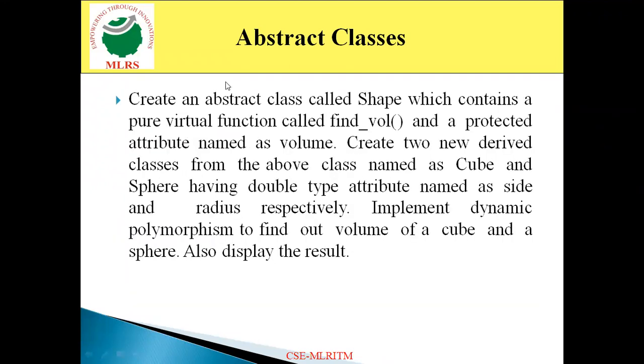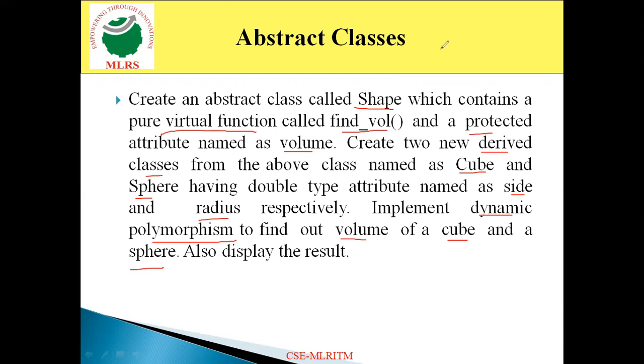Assume we create one abstract class named shape, and in this class we specify a pure virtual function named find_value and a protected attribute named value. We also create derived classes from the shape class, namely cube and sphere, which have attributes like side and radius. Here we implement dynamic polymorphism, that is runtime polymorphism, to find the value of the cube and sphere and display the results.